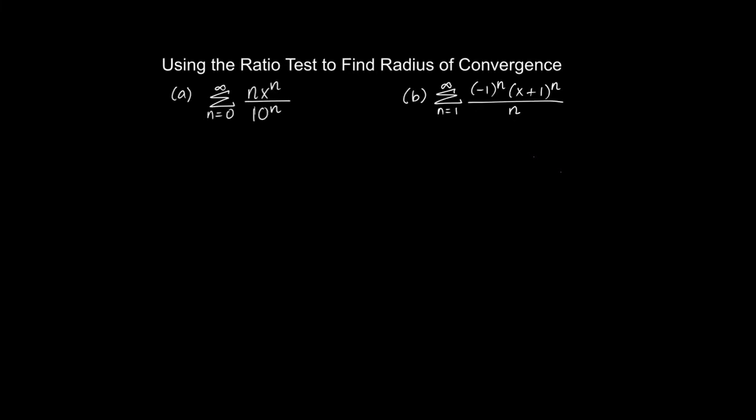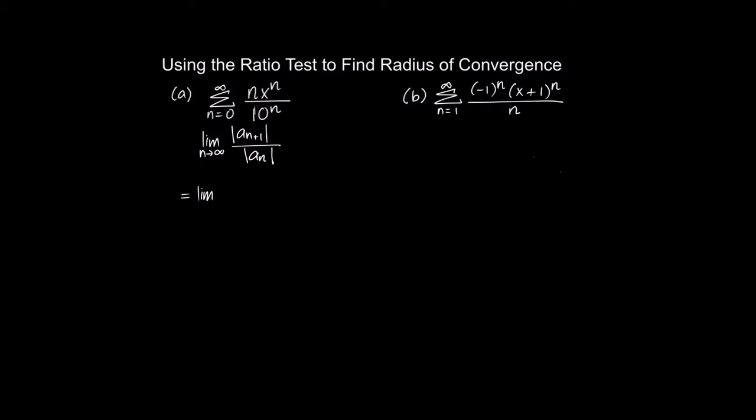Hi folks, this is a quick tutorial on using the ratio test to find radius of convergence. Step 1. We're going to take the limit as n approaches infinity of the absolute value of a sub n plus 1 over the absolute value of a sub n. We are looking for absolute convergence.